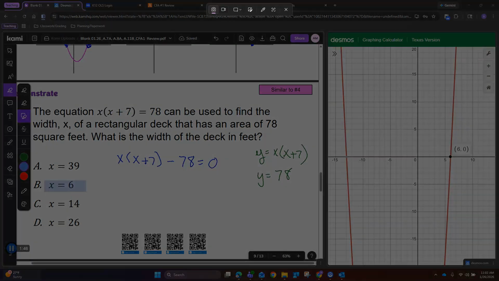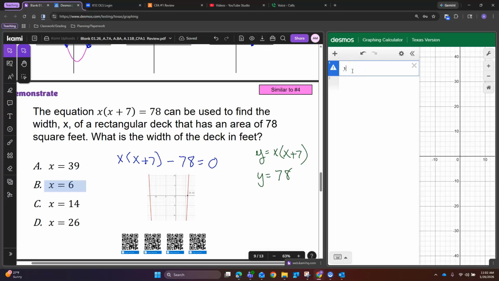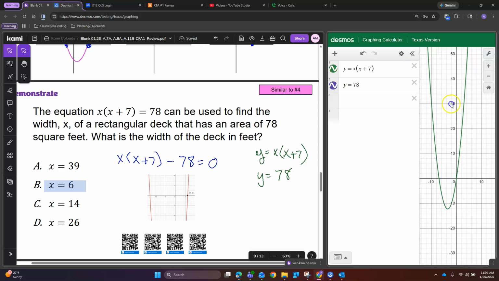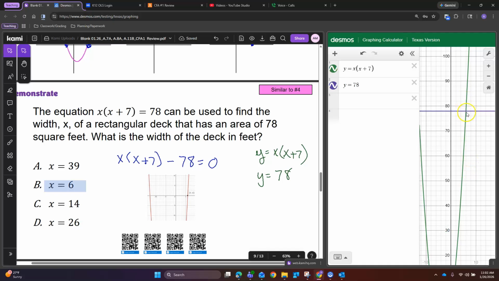Okay. And for the other strategy, y equals x times x plus 7 and y equals 78. What you're going to do is find where they cross, and you can see that this is where they cross here at 6, 78.